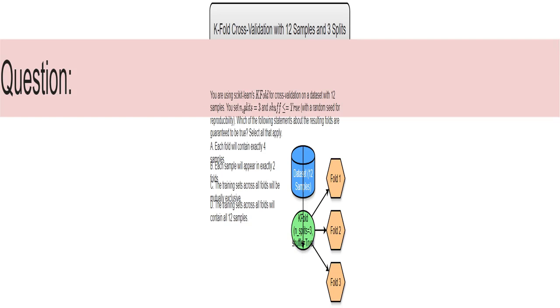I'm presenting a question about KFold, a cross-validation technique in Sklearn. We'll analyze the results of splitting 12 samples into 3 folds, randomly shuffling the data before splitting. The key is to determine which statements about the resulting folds are definitively true.